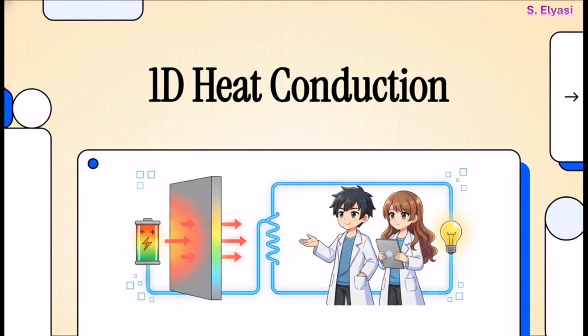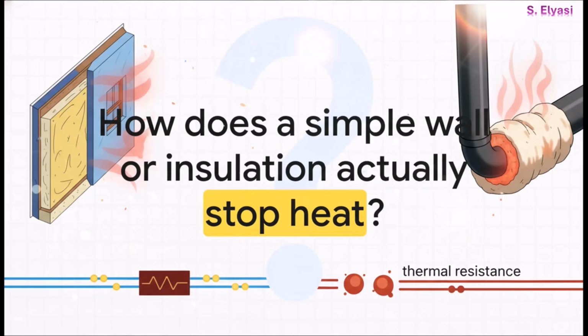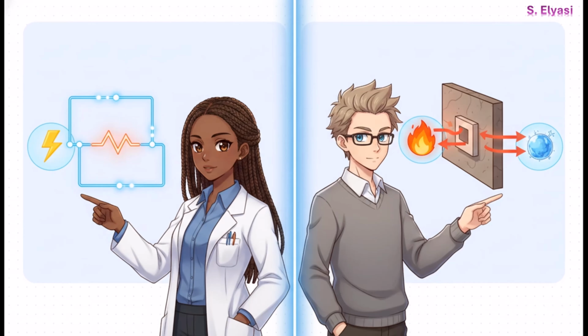All right, let's dive into a really cool concept in heat transfer, one-dimensional conduction. We're going to break it down using a super simple analogy that, I promise, is going to make everything just click. So you see it all the time, right? A thick wall keeps your house cool in the summer, insulation keeps your pipes from freezing. But how does that actually work? It seems kind of complicated, but what if I told you we could think about it just like a simple electrical circuit?